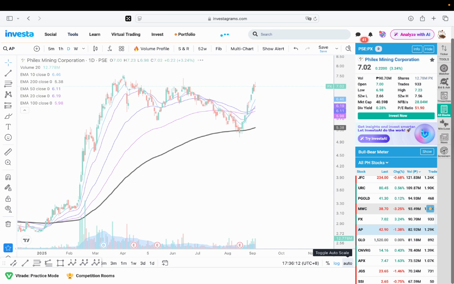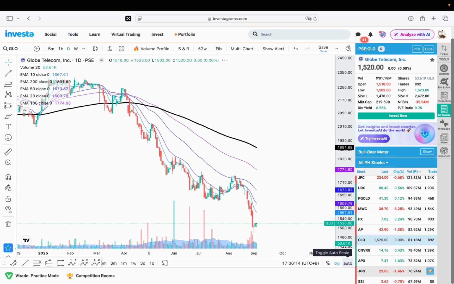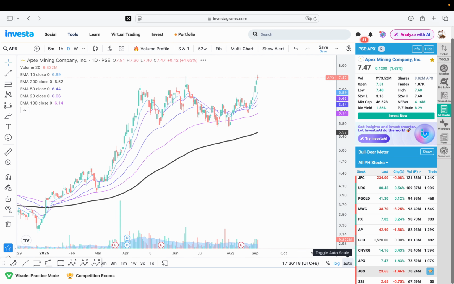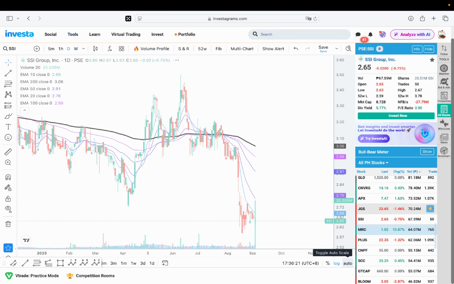So yeah, I just go through all of these charts manually. It's nothing too complex, right? And there you have it.